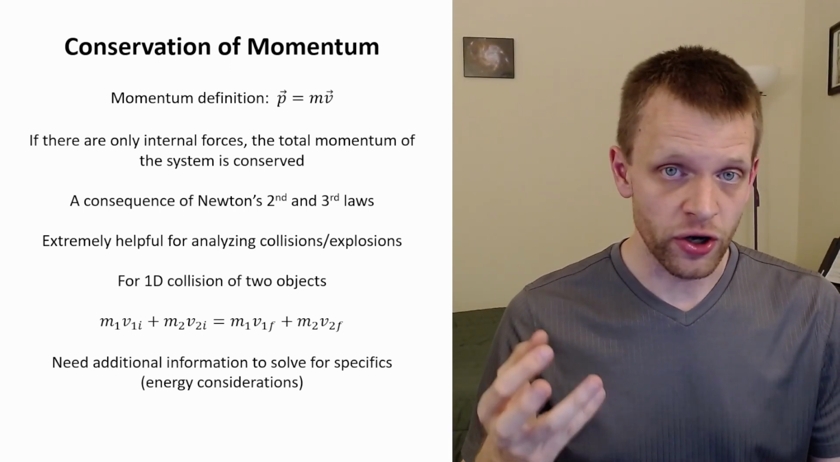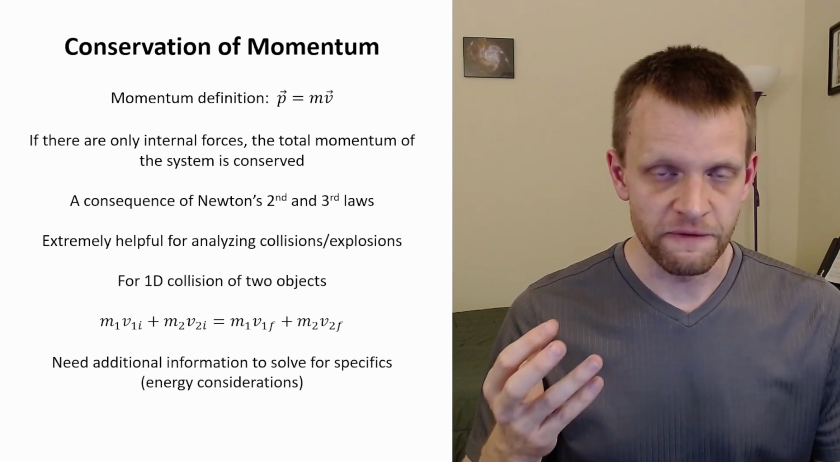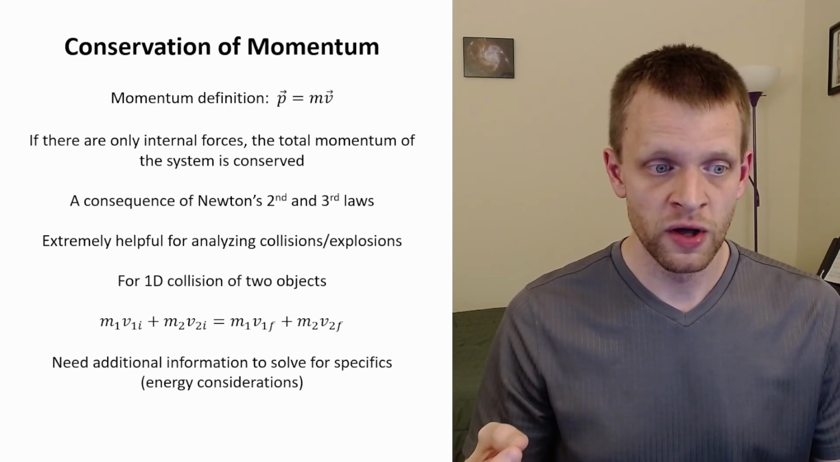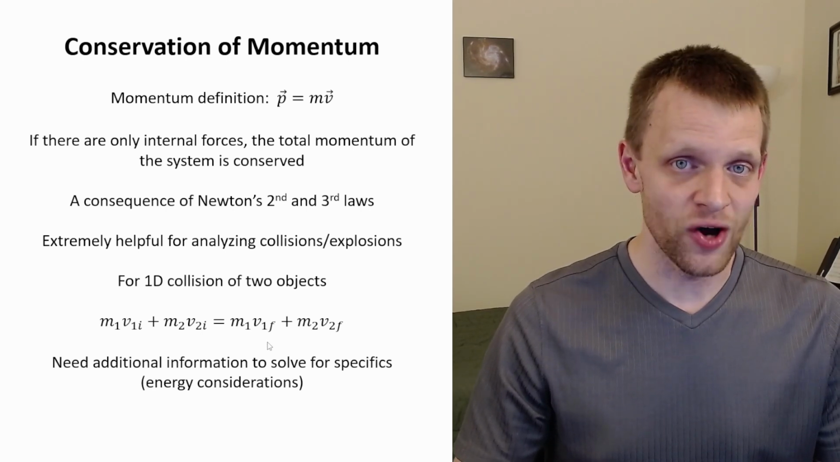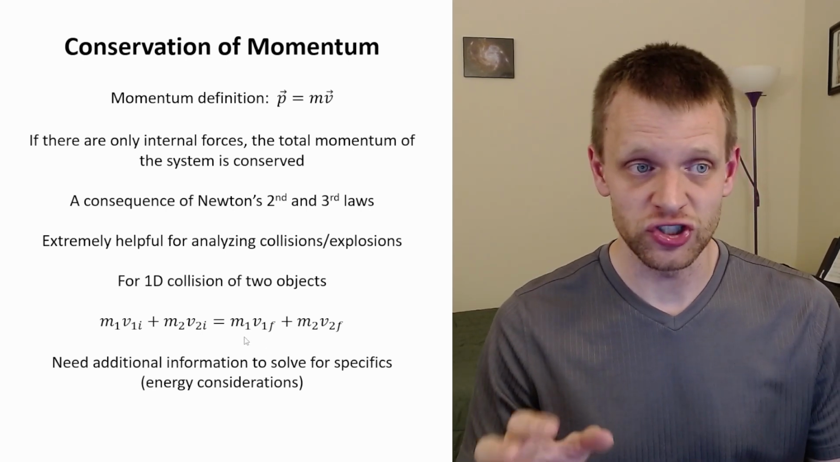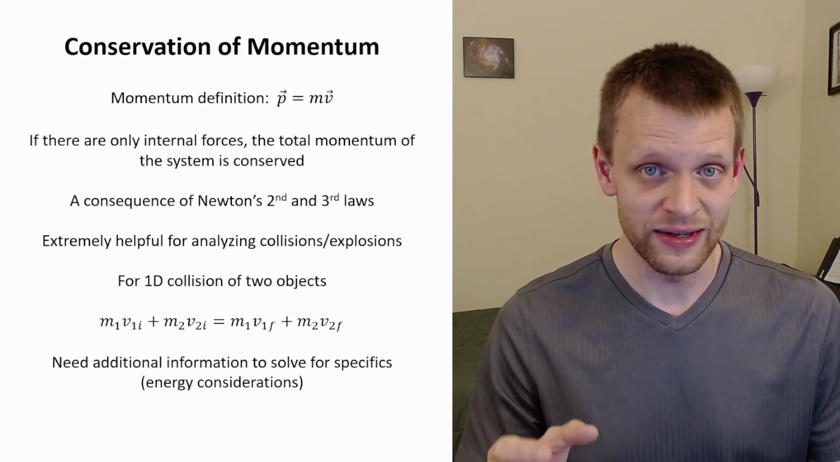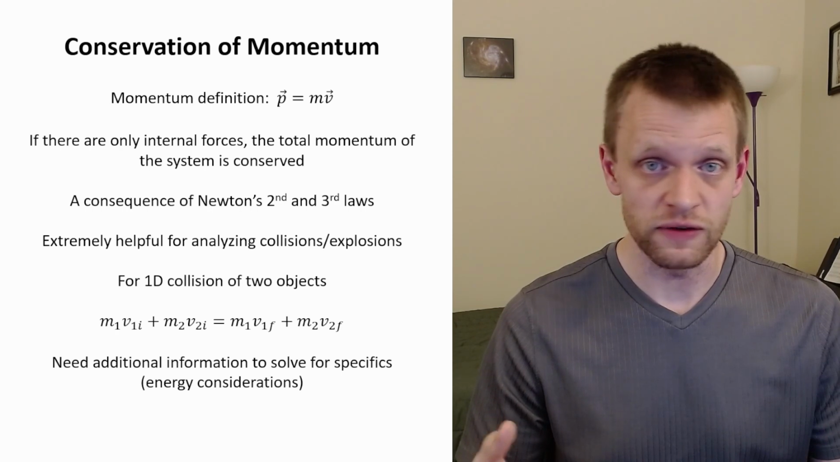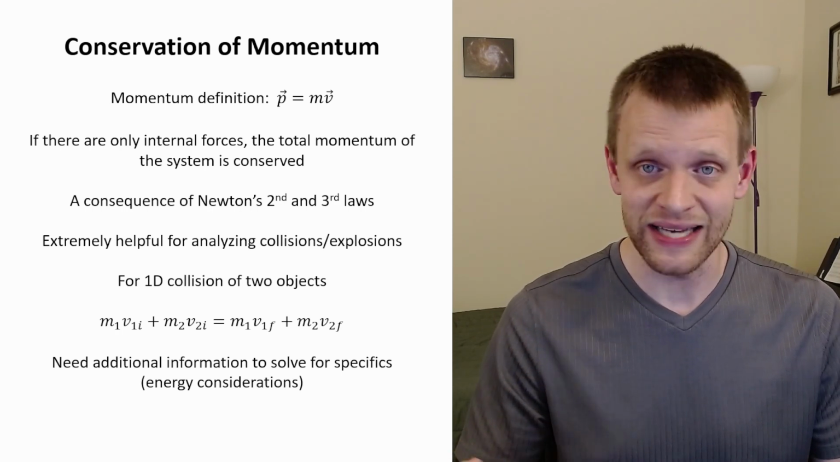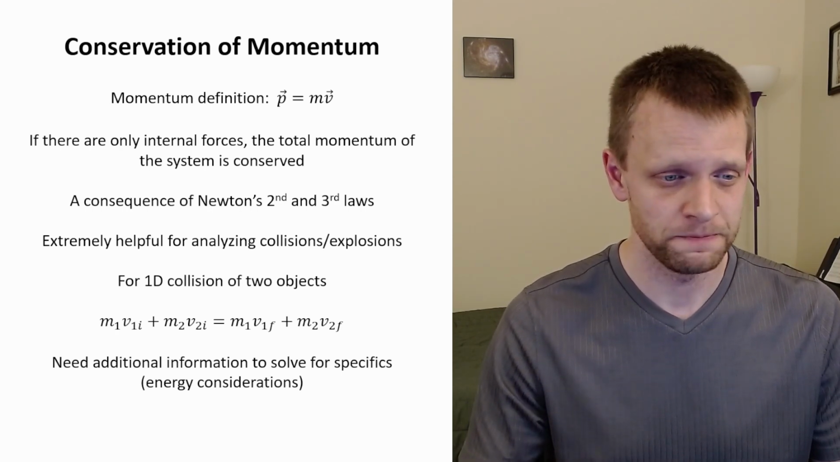So again, conservation of momentum is a very important physical principle, but for things like collisions, it's not the only thing. We can't get away with just using conservation of momentum and nothing else. We also have to know, how is kinetic energy being conserved? Do we have an elastic collision or an inelastic collision or something else?